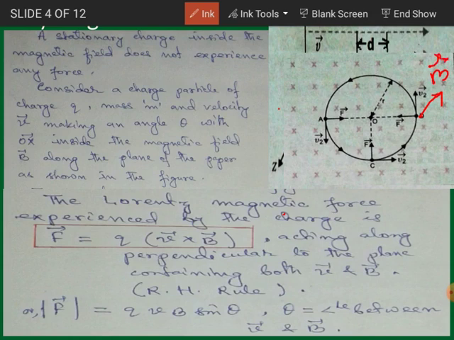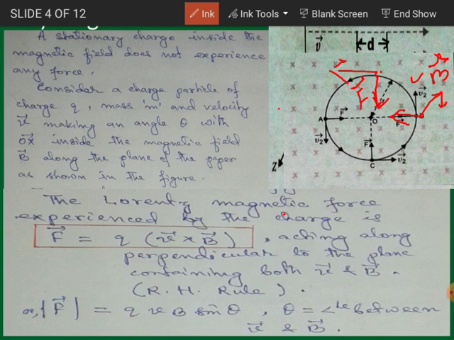Then you have to curl from the first vector to the second vector. The velocity is in the plane of the paper, but the magnetic field B is inward. If you curl your four fingers from the first vector v to the second vector B, the force will be along this direction, that means toward the center. Likewise, if you do it somewhere here also, the velocity will be in this direction, the magnetic field is inward at this point, so the force will act along this, toward the center of this circular path.